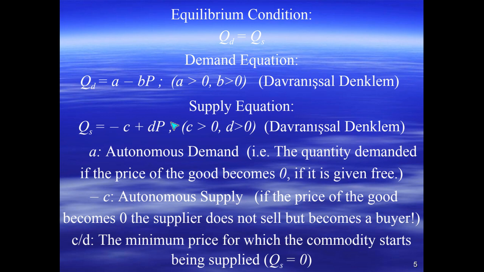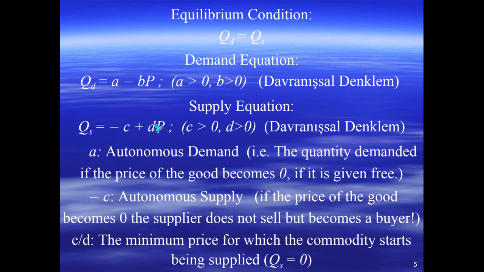If the price of, say, cheese is normally, let's say, 200, 300 liras a kilogram, and if the price of the cheese, same quality of cheese, is 50 liras, the seller won't produce, won't sell, he or she would buy it rather. He would become a buyer, a consumer. So this minus C means that when the price is zero, the seller doesn't sell but buys rather than selling.